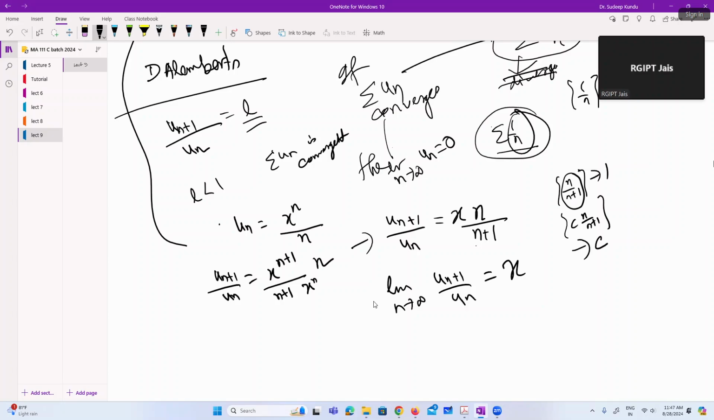You can show it by various ways, using the epsilon definition. You can show it in various ways, and you can also check what will be the limit.